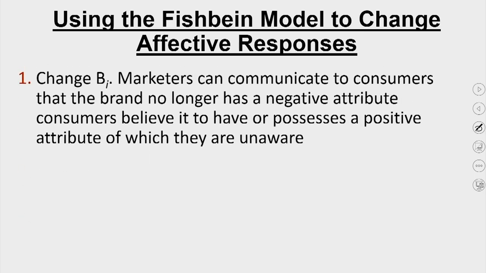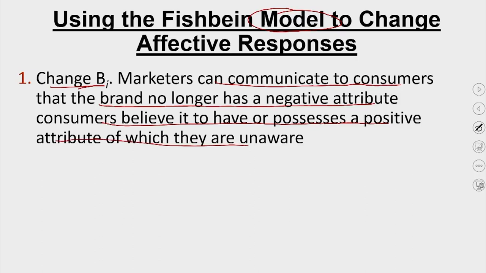Now how does the Fishbein model propose to change affective response? How does the Fishbein model go about changing the affective response? The first thing that it says is change the Bi itself, change the belief. Now marketers can communicate to consumers that the brand no longer has a negative attribute, or that it possesses a positive attribute of which consumers are unaware.